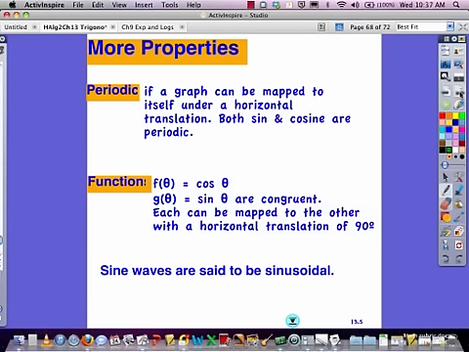Functions, if we have f of theta as the cosine of theta, and g of theta is going to be the sine of theta, they are congruent because each can be mapped to the other with a horizontal translation of 90 degrees. One other characteristic, sine waves are said to be sinusoidal, a new word to use for all you board game players, words with friends, etc.